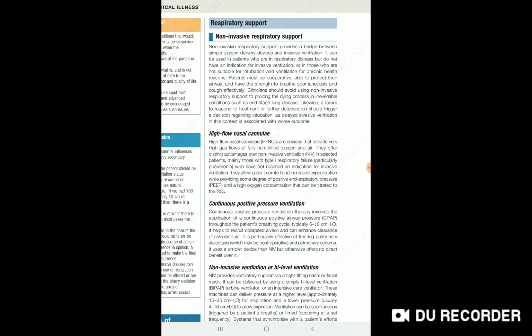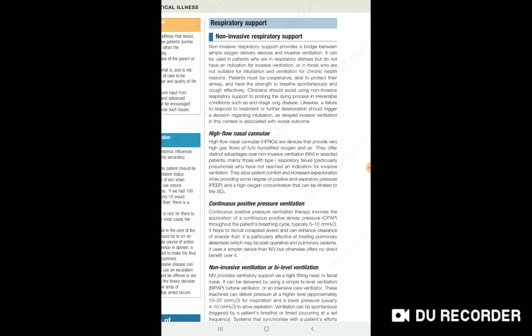So, non-invasive respiratory support provides a bridge between the simple oxygen delivery devices and invasive ventilation. It can be used in patients who are in respiratory distress but do not have any indication of invasive ventilation, or those who are not suitable for invasive ventilation. For non-invasive respiratory support, patients must be cooperative, able to protect their airway, and have the strength to breathe spontaneously and cope effectively. So, you cannot give non-invasive ventilation in an unconscious patient. And a clinician should avoid using non-invasive support to prolong the dying process in irreversible conditions such as end-stage lung disease.